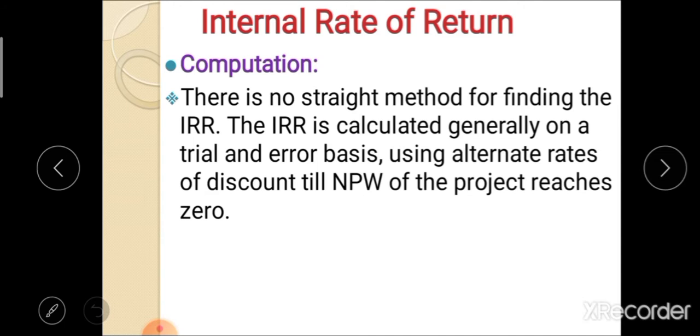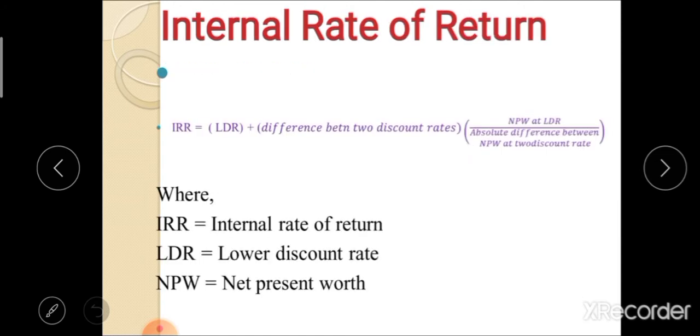For calculation of IRR, there is no straightforward method. So this IRR is calculated generally on a trial and error basis. That means by using alternative rates of discount till the NPW of the project reaches 0, you have to calculate the IRR by trial and error method. While calculating IRR, we must finalize the discount factor by trial and error, and after finalization of upper and lower discount rate, the interpolation method is used to calculate the actual IRR of a project.